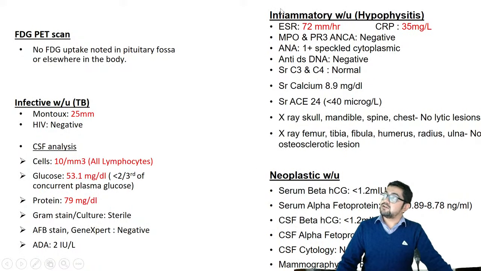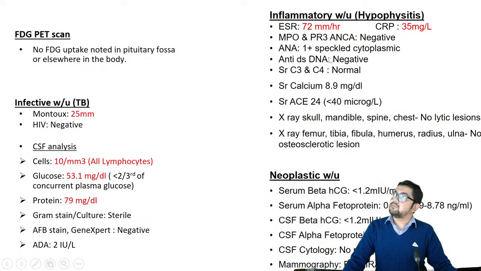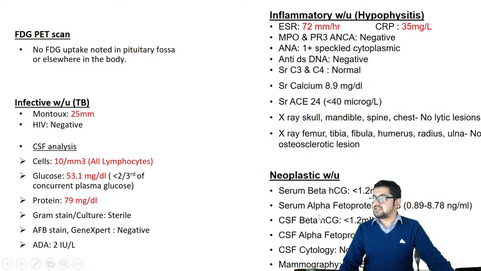2. For inflammatory workup, her ESR and CRP were high. MPO and PR3 ANCA were negative. ANA was 1 plus speckled, but anti-dsDNA was negative, and C3, C4 were also normal. Calcium was normal. Serum ACE was also normal. For Langerhans cell histiocytosis, we also did a multiple-site X-ray. It showed no lytic lesion and no osteosclerotic lesion. For neoplastic workup, we did a serum beta-HCG and serum alpha-fetoprotein. Both were normal. We also did a CSF beta-HCG and CSF alpha-fetoprotein, which were also normal. Mammography showed bilateral BI-RADS 1, and the CSF cytology showed no malignant cells.